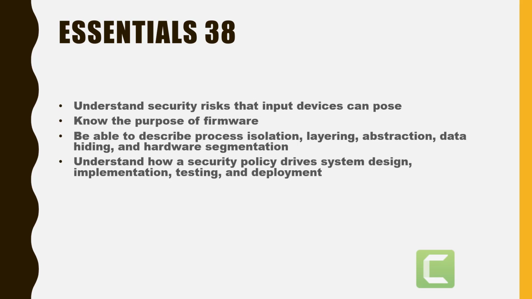Let's discuss being able to describe process isolation, layering, abstraction, and so on. Process isolation ensures that individual processes can access only their own data. Layering creates different realms of security within a process and limits communication between them. Abstraction creates black box interfaces for programmers to use without requiring knowledge of an algorithm's or device's inner workings. Data hiding prevents information from being read from a different security level. And hardware segmentation enforces process isolation with physical controls.